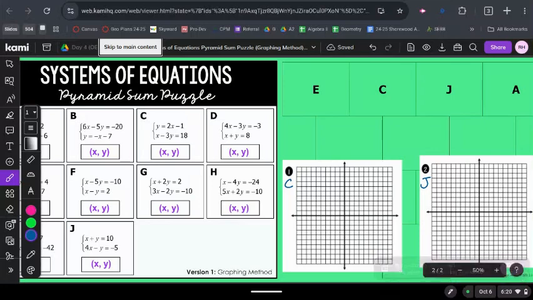Systems of equations pyramid puzzle. I'm just going to do two problems, C and J, with you just to show you the expectations for work.